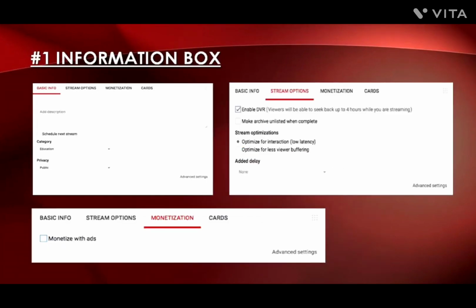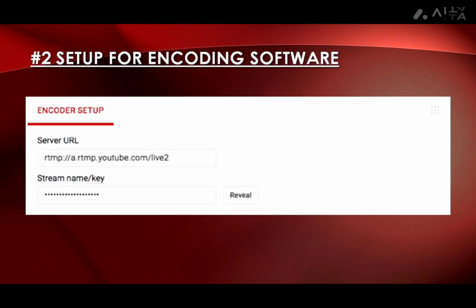So the first one, your information box. The information box is where you customize the details about your YouTube live streaming. It's similar to the information you usually provide whenever you upload a video to YouTube. Under the first tab, Basic Info, you will start filling out your live stream's title, description, time to schedule the live stream, category, and privacy options. Then click on the second tab, Stream Options, to enable the following stream settings. And if you want to monetize your live event, you can click on the Monetization tab to do so.